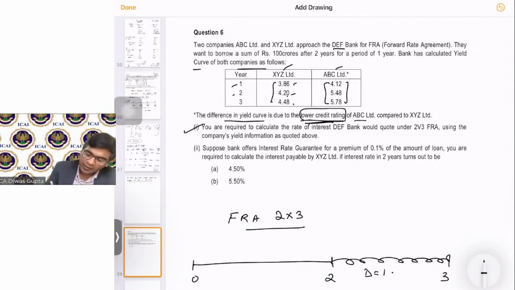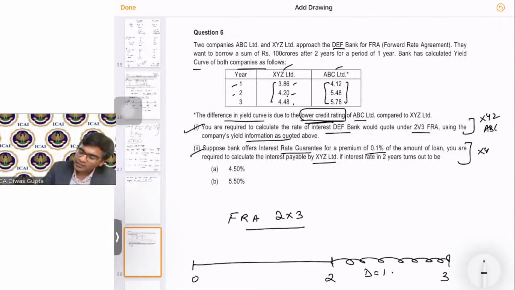Now, the requirement is you're required to calculate the rate of interest DEF Bank would quote under 2/3 FRA using the company's yield information as quoted above. So they are first of all asking us to do the pricing of this FRA. What is the value of this FRA, valuation of this FRA? That is a very easy step. Suppose bank offers interest rate guarantee for a premium of 0.1% of the amount of loan. You're required to calculate the interest payable by XYZ Limited. Now, this part is for both XYZ and ABC, but this part is only for XYZ.